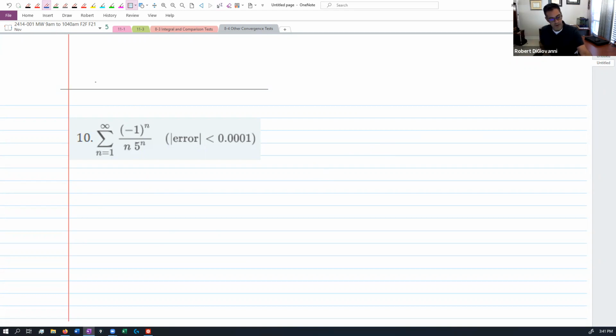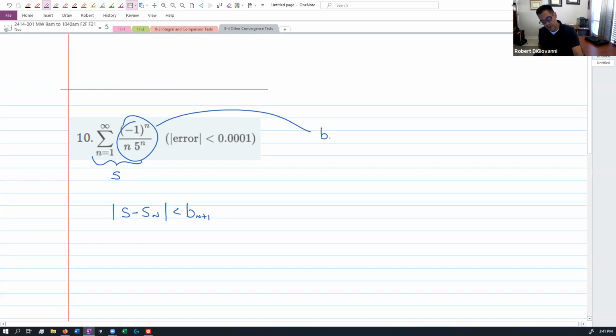of this true sum. So whatever this is, that's our true sum. And the difference between that and the nth partial sum is always less than b sub n plus 1, so long as this satisfies the alternating series test criteria. So we need to figure out what the b sub n part is. The b sub n is the positive part, so we'll ignore this. We've got 1 over n times 5 to the n.